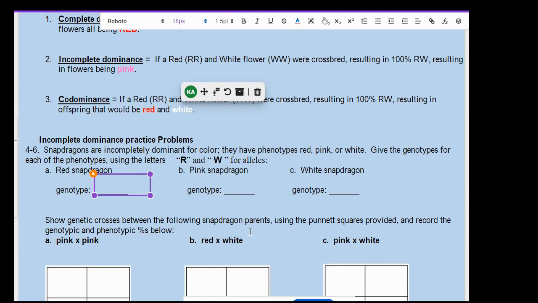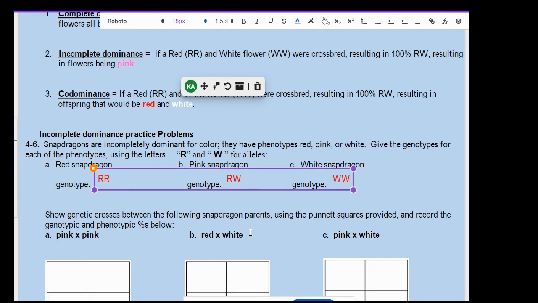So red flowers have two red alleles. That's their genotype. Pink snapdragons, there's no pink allele. So for a snapdragon to be pink, this flower has a red allele and a white allele. White snapdragons have two white alleles, WW.